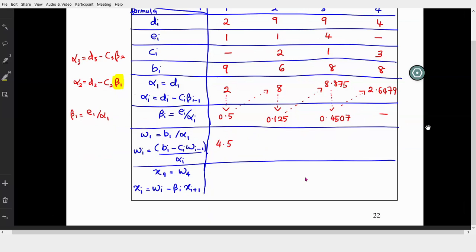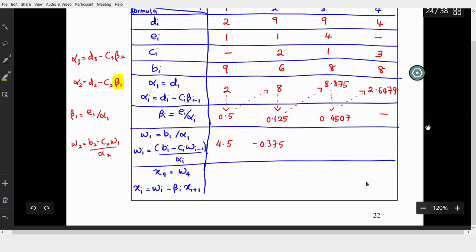W2 follows the formula that we have put there. So W2 equals B2 minus C2 W1, over alpha 2. You need the information from the previous W. B2 is 6, C2 is 2, W1 is 4.5, alpha 2 is 8. Just be careful when you refer to the values, make sure you refer to the correct one. With that formula, we come out with our W2, negative 0.375.